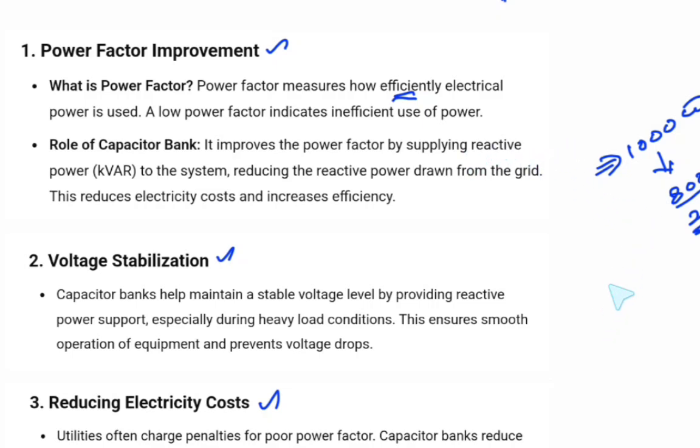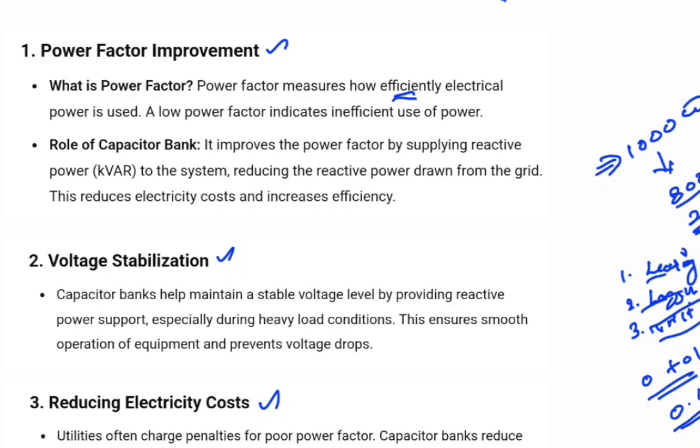Actually, power factor has different types. One is leading power factor, another is lagging power factor, and another is unity power factor. Unity power factor is 100% efficiency of the system, and leading and lagging impact the efficiency. A low power factor indicates insufficient use of power. For example, we consider the power factor value from 0 to 1. Now, 0.4 means it has an impact on the power.